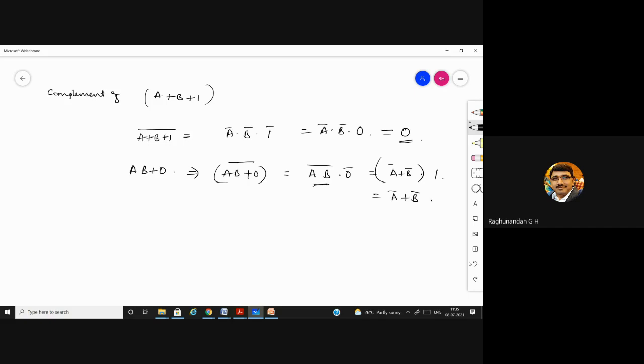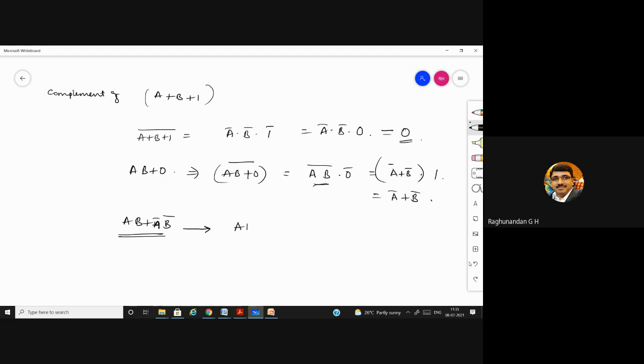In the same way, we are having AB plus A bar B bar. Which equation is it? XNOR. So if we take the complement for this, obviously you should have this common sense. When you take the complement of XNOR, what will you get? XOR. So the final equation should be XOR.